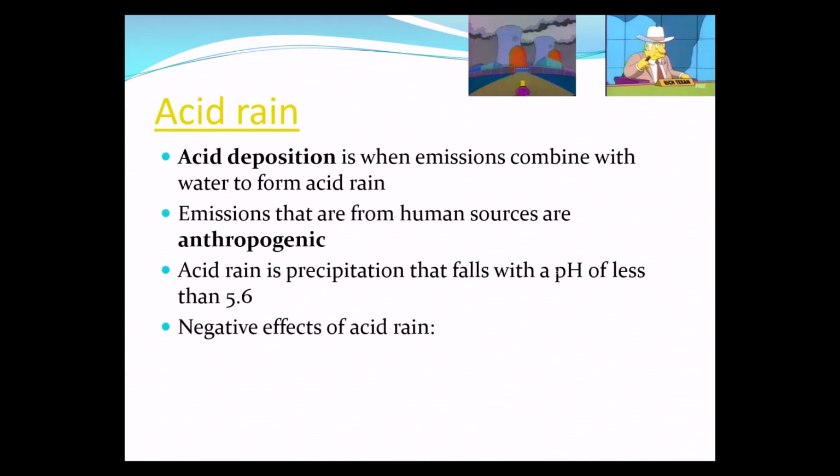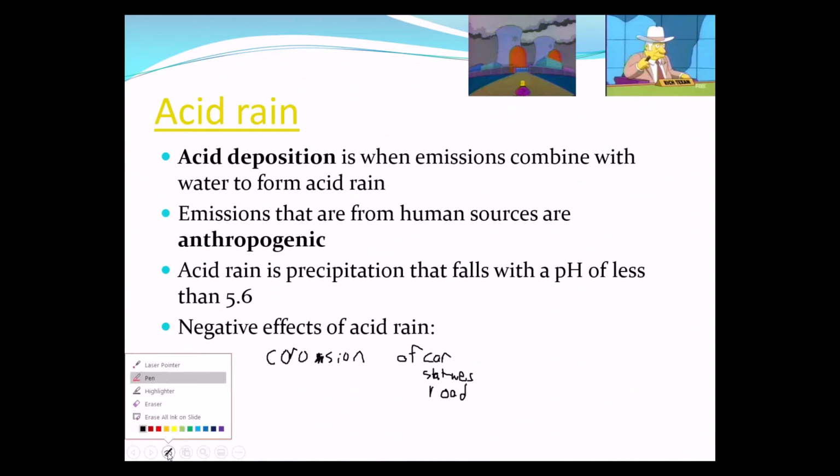So negative effects of acid rain include corrosion. Corrosion of cars, statues, roads. There are some misconceptions about acid rain that it'll burn your eyes or something like that, but it won't. That's not the main cause of concern. It mostly just corrodes things.